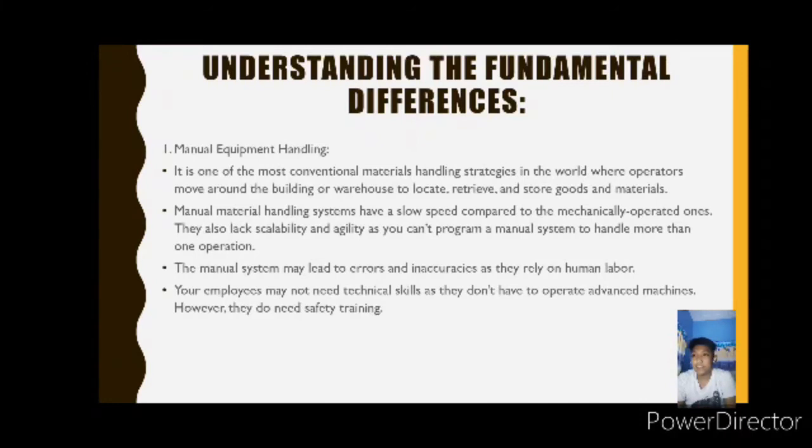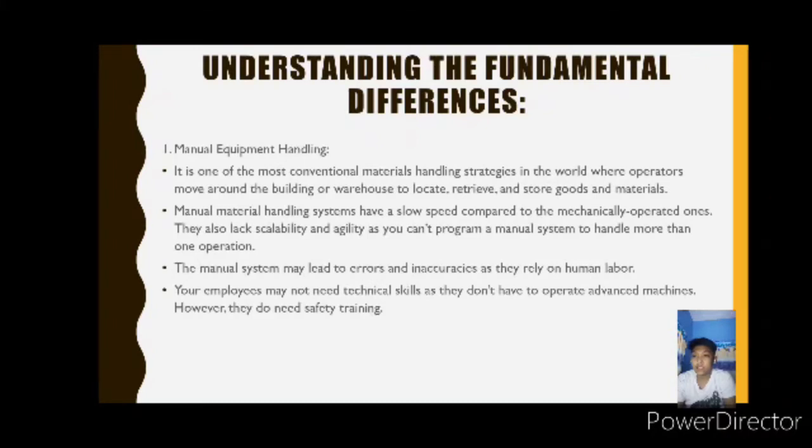Manual equipment handling is one of the most conventional materials handling strategies in the world. Operators move around the building or warehouse to locate, retrieve, and store goods and materials. Although manual, it does not involve the use of power machines such as forklifts and small overhead cranes. Next, manual materials handling systems have slow speed compared to the mechanically operated ones.